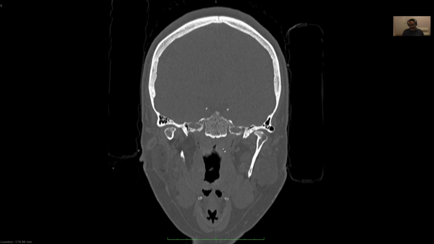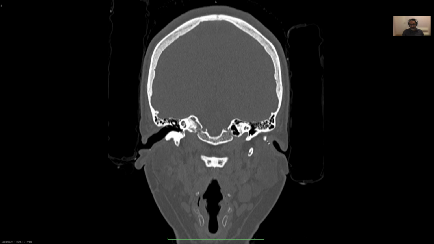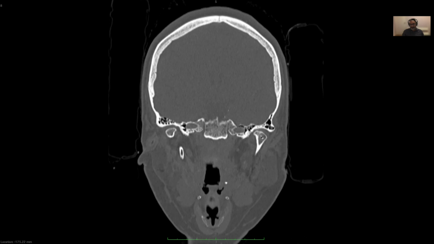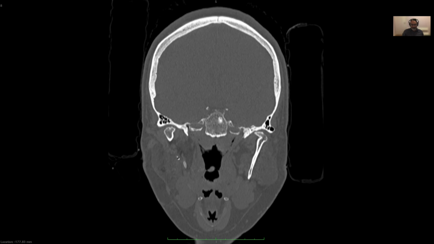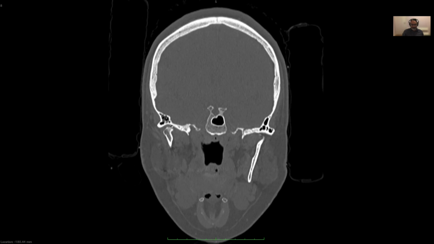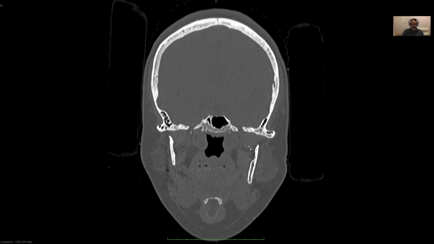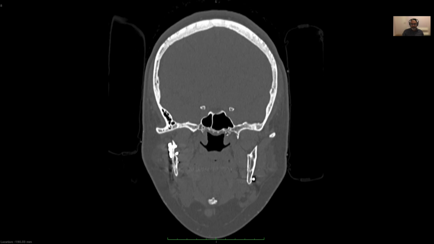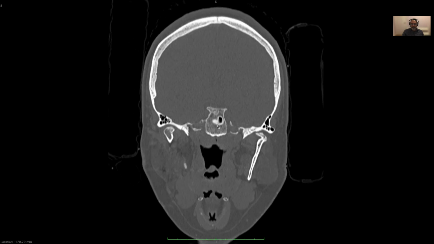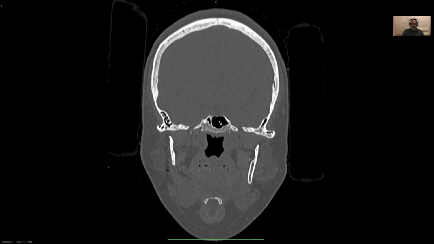And what do you see here? Let me go back and show you this area again. What do you see here? Now, this is your temporomandibular joint. That's the mandible. It'll show up on both sides. And those are your temporomandibular joints. Let's keep going. Now you've got the sinuses showing up. Here is the sphenoid sinus.